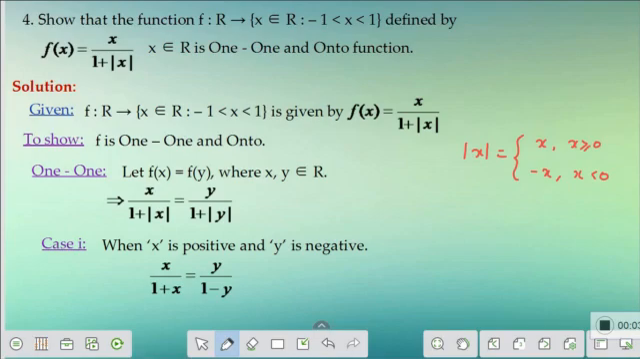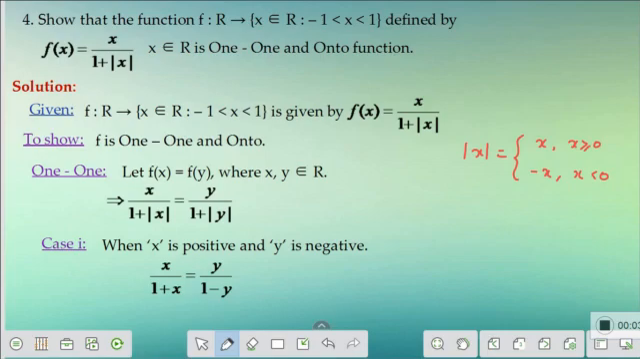Whenever we consider any modulus, we have two cases to be considered: the positive of the input and the negative of the input. Now there are x, mod x and mod y, and we have two cases in both. So we'll have 4 cases where we have to check for 1 to 1. Let's start with positive and negative. That is, we'll assume x is positive and y is negative. Let's check what happens. Will we be able to get a relation saying x and y are equal?